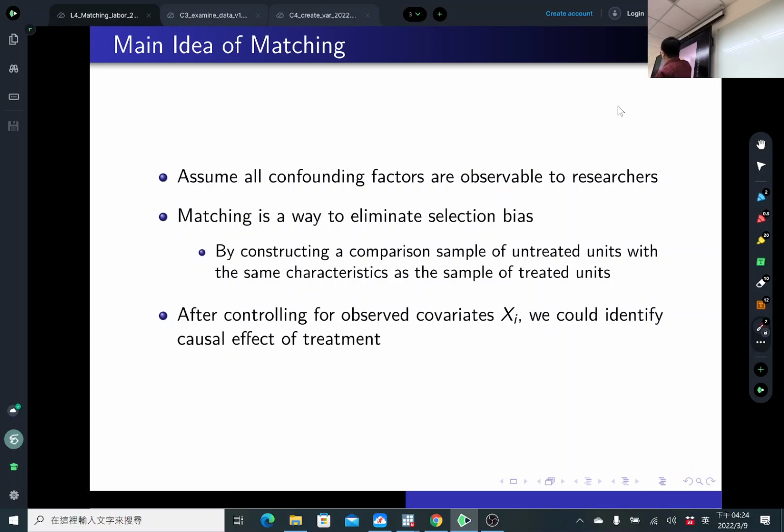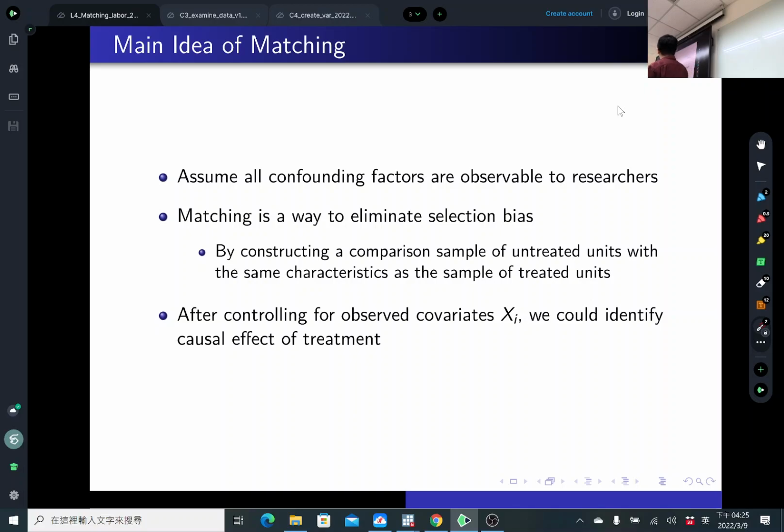So based on this assumption, we can claim we can get the causal effect. But you should pay attention, it's all based on this assumption. So maybe in some situations it's not very realistic. In that case, maybe you cannot make a very strong claim that you really get a causal effect. But you just need to understand the assumption. Okay. So given this assumption, the matching method is a way to eliminate selection bias, because all the confounding factors can be observed and controlled.